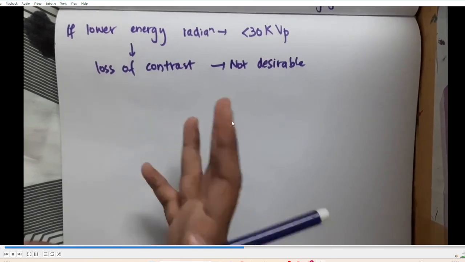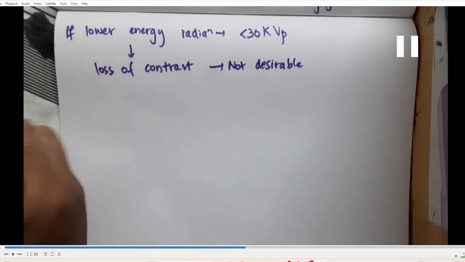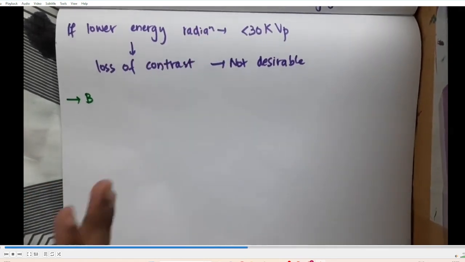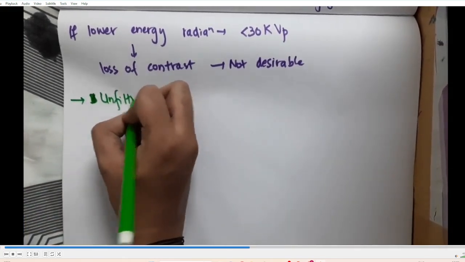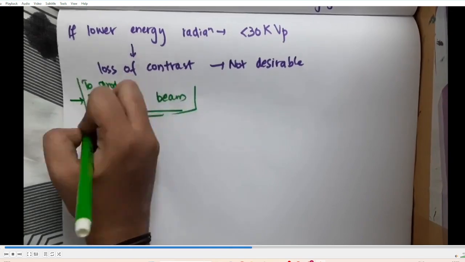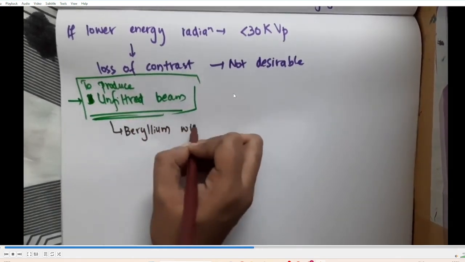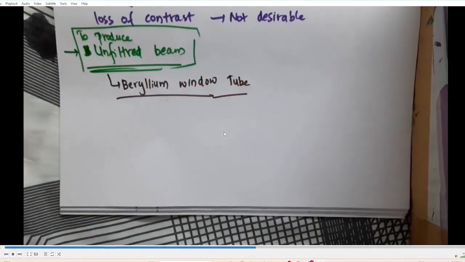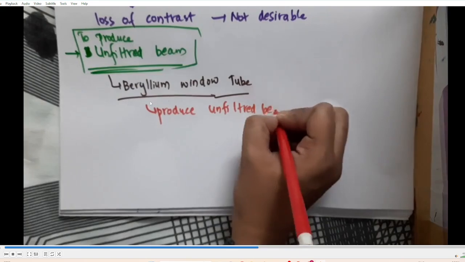So to prevent this filtration, we can use beryllium window tubes. In order to produce an unfiltered beam, beryllium window tubes are designed to produce an essentially unfiltered beam. Okay.